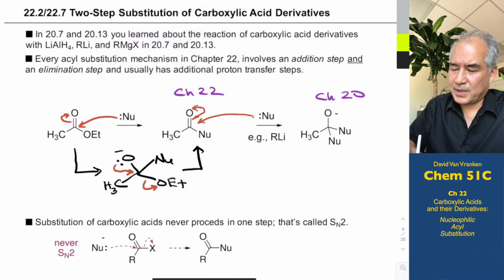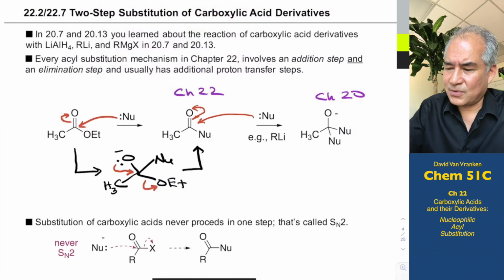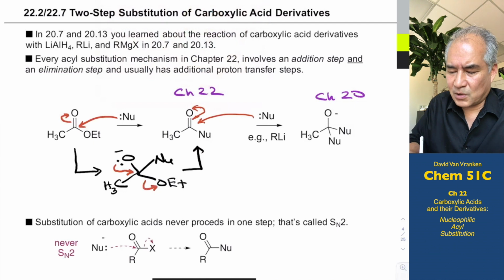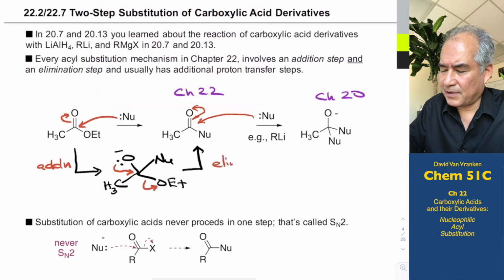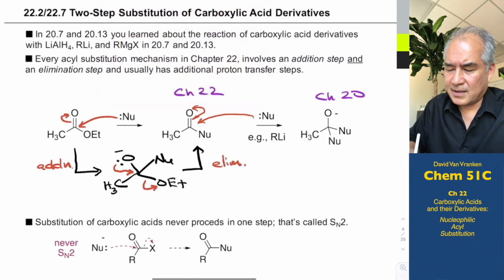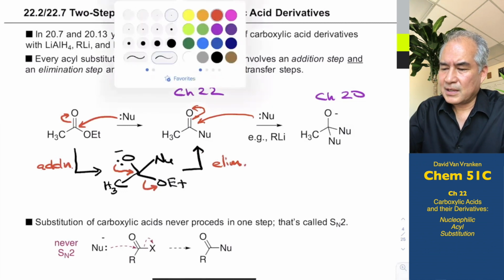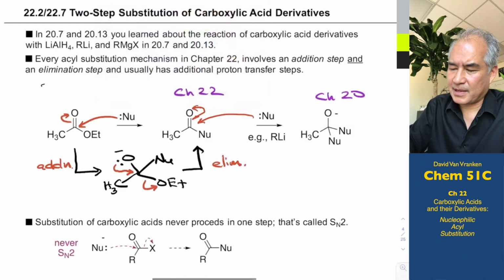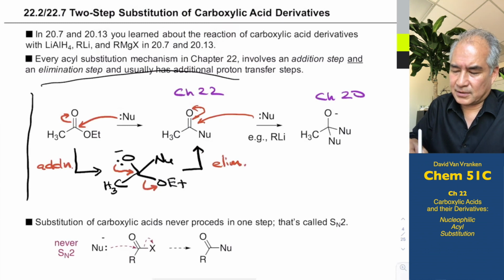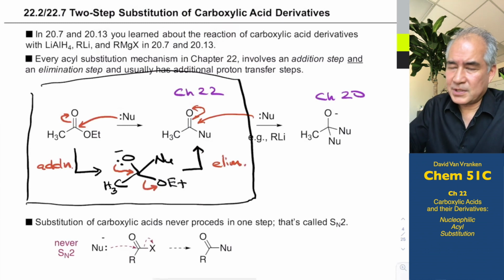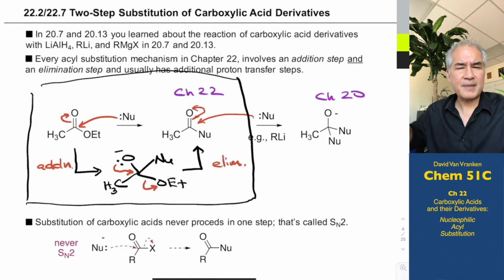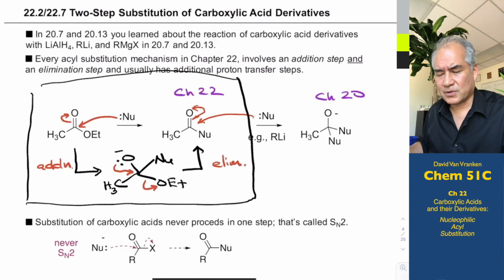So this is what we're doing in this chapter. It's always a two-step, at least two steps. Sometimes it's more than two steps, but you'll always find in those mechanisms addition to the carbonyl and then elimination of some sort of a leaving group. Those two steps are common to every mechanistic depiction for nucleophilic acyl substitution reactions. Let me go ahead and try to highlight this, because this is what our chapter's about. This is chapter 22 in a nutshell. Two-step, addition, elimination. Sometimes there's some proton transfers thrown in there as well, but there's always an addition to the carbonyl, and there's always an elimination of a leaving group.